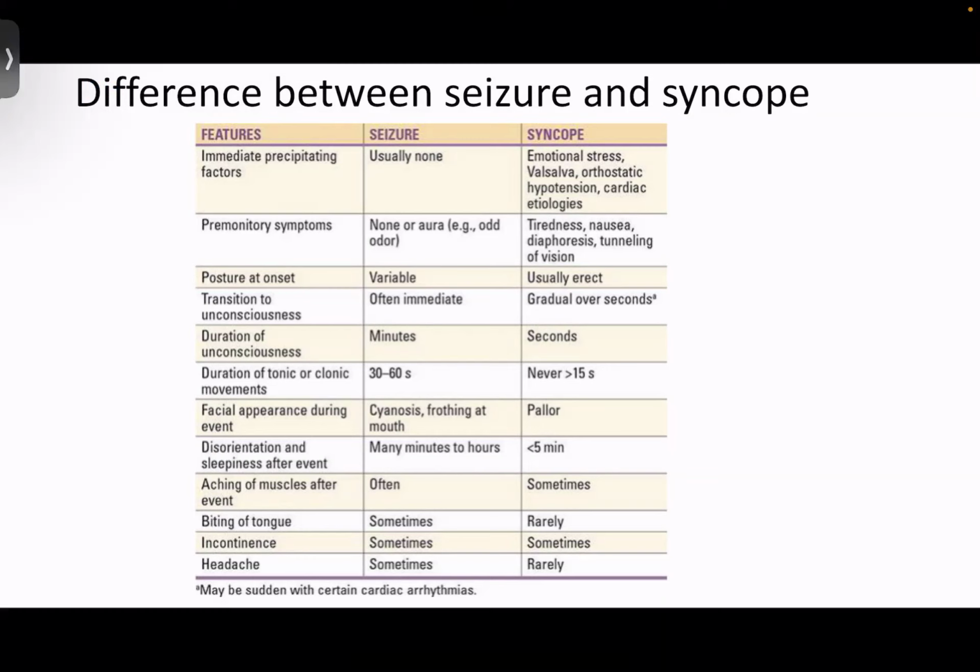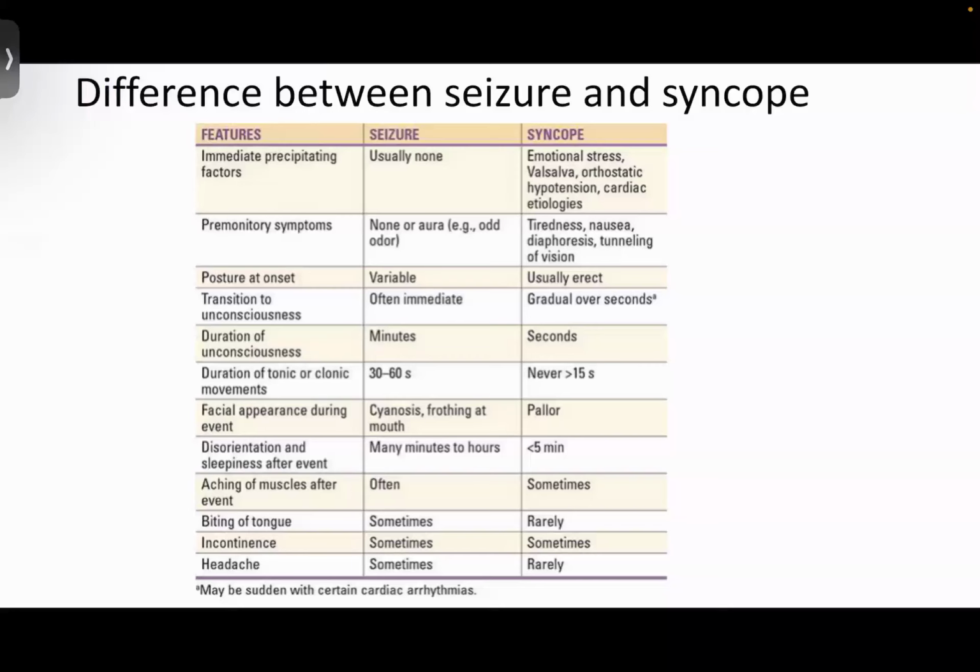So clinically, based on the presence of immediate precipitating factors, premonitory symptoms, what was the posture at the onset, how quickly they transitioned into unconsciousness, what was the duration of unconsciousness, what was the duration of tonic-clonic movements, what was the facial appearance during the event, and after the event, how was the patient, was there aching of muscles, any tongue bite, any bowel or bladder incontinence, or headache. Based on these features, we can make a difference between seizures and syncope.